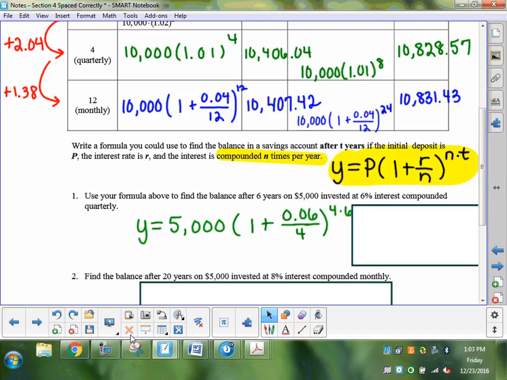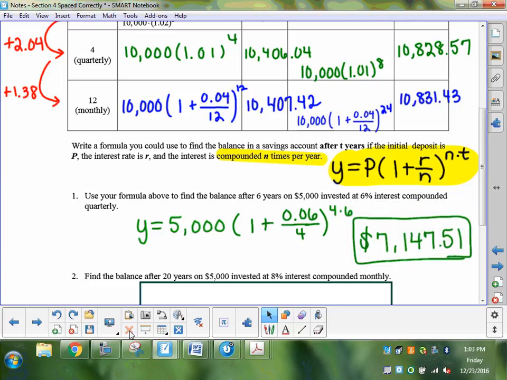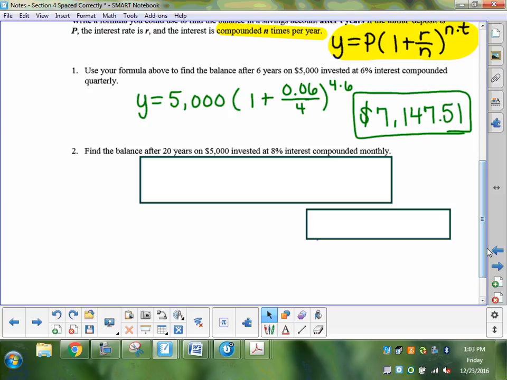Nathan, what would you give as your final then? There you go. Questions on that? Go through right now, please, and do out question number 2. Find the balance after 20 years on 5,000 invested at 8% compounded monthly. Show me the substitution in. Yes, you need to show the substitution in.